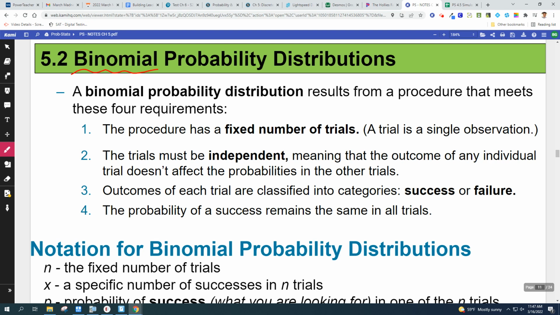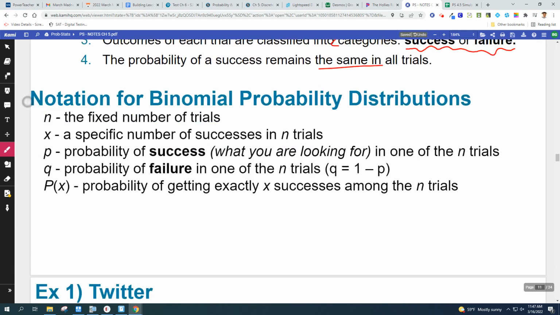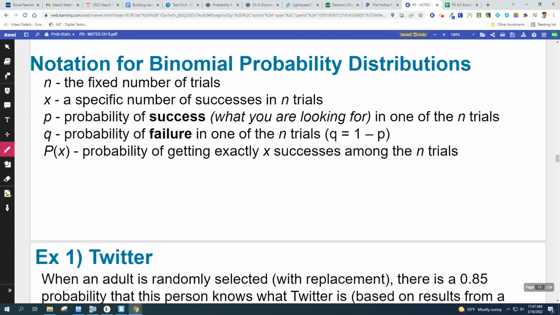The procedure has a fixed number of trials. One trial is a single observation. The trials must be independent, meaning the outcome of any individual trial doesn't affect the probabilities in the other trials. Outcomes of each trial are classified into two categories, success or failure. Either I did or I didn't. The probability of a success remains the same in all trials. So we've got those four things in order to be a binomial probability distribution.